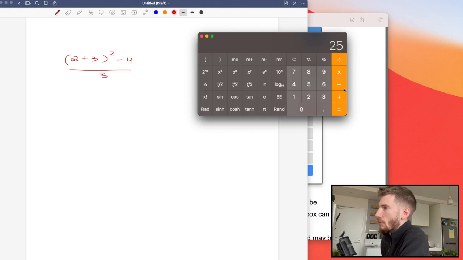And then take away 4. And then we're going to hit enter, and there it is. And then we're going to divide by 3. So we just hit divide by 3 and enter. And it gives us the exact same answer as if we were to do it all with parentheses and follow BODMAS all in one calculation.